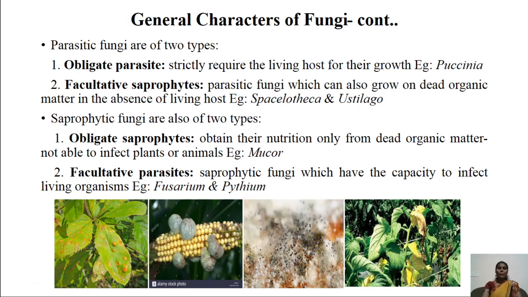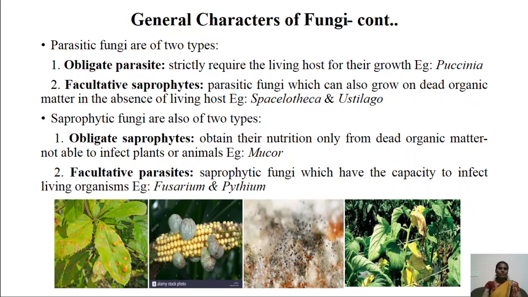Then the second type in parasitic fungi is facultative saprophytes. So here, these are actually parasitic fungi, but in the absence of their host, they also have the capacity to grow on dead organic matter. Examples of such fungi include Erysiphe and Ustilago.